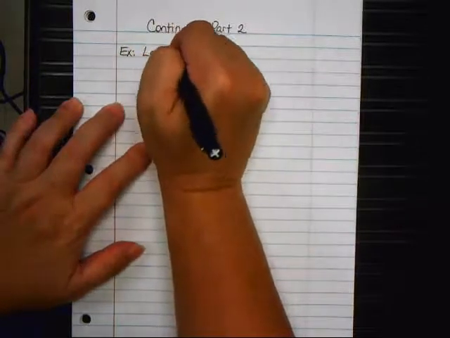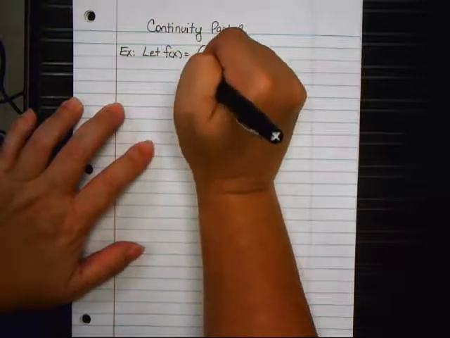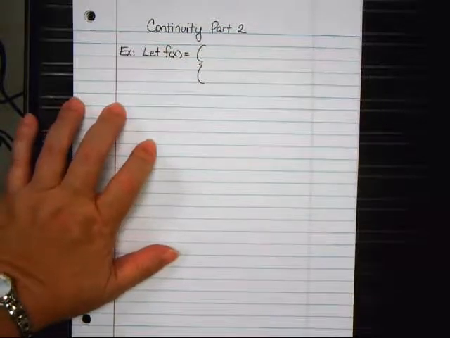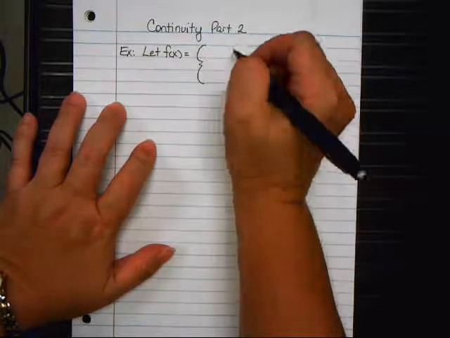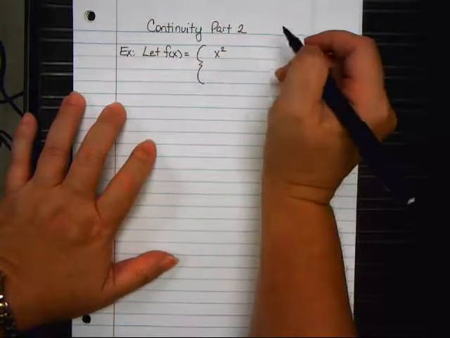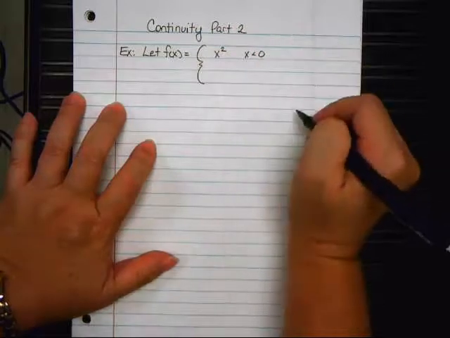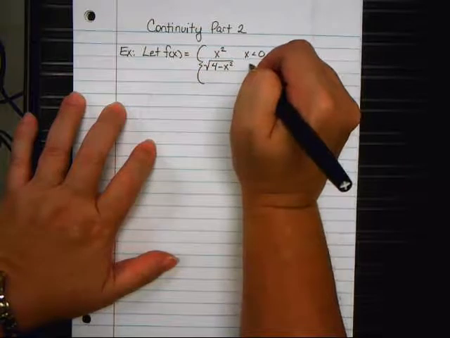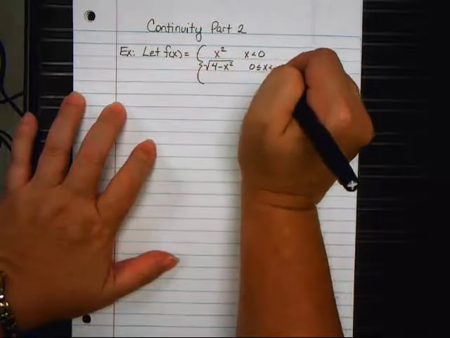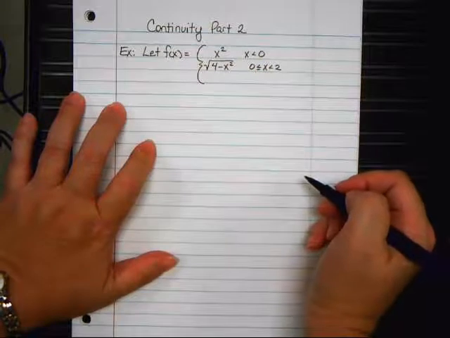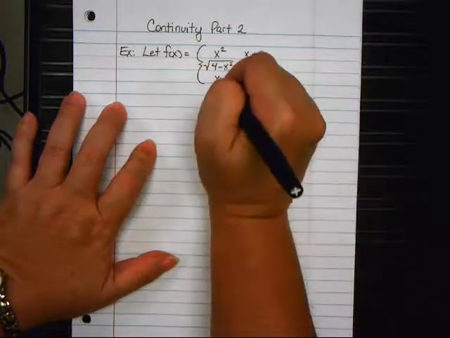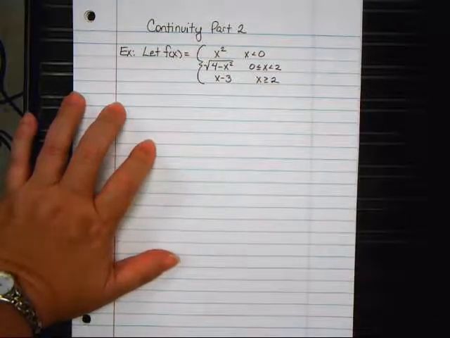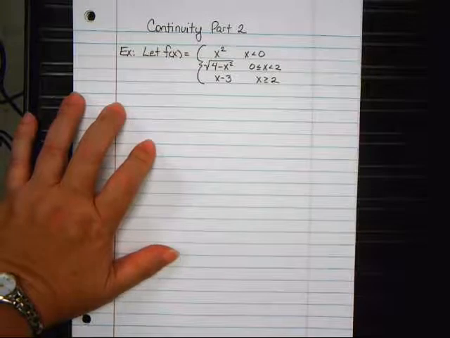Let f of x equal the following three piecewise functions. So go ahead and draw your braces thing 3 lines wide. The first equation is x squared, for x is less than 0. Then the square root of 4 minus x squared, 0 is less than or equal to x is less than 2. And then x minus 3 for x is greater than or equal to 2. So there are your 3 pieces of graph.